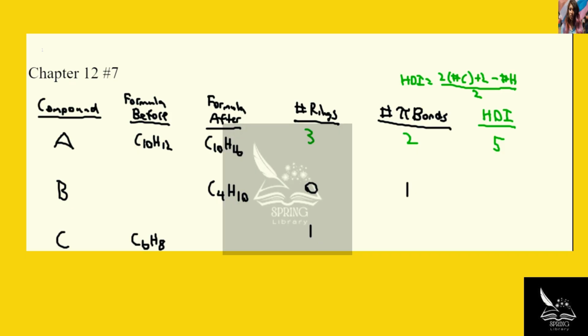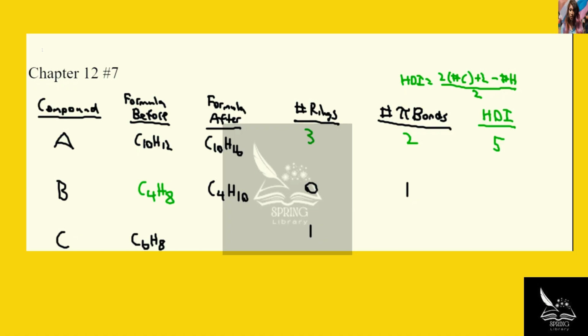Looking at B, we don't have a starting formula, so we're not going to calculate an HDI for B. But our formula after hydrogenation is C4H10. We're told that we have no rings and 1 pi bond. And so our formula before hydrogenation is just going to be C4H8, because we have 1 pi bond. We're just going to remove a pair of hydrogens from our post-hydrogenation formula to get C4H8. And so that's all of our information for B.